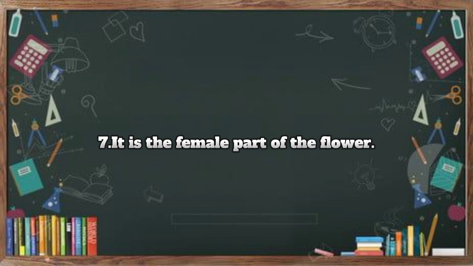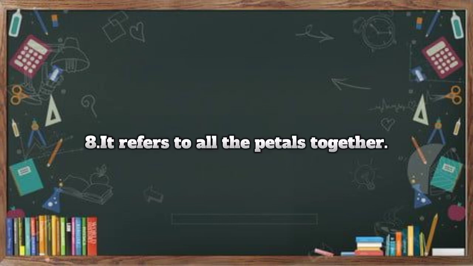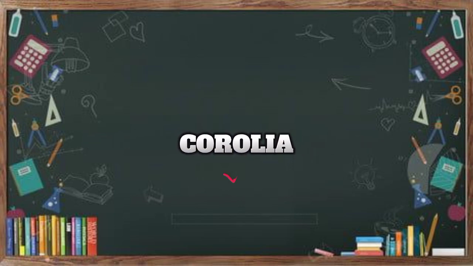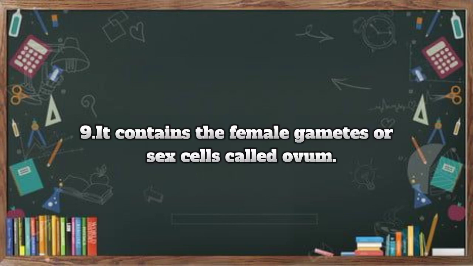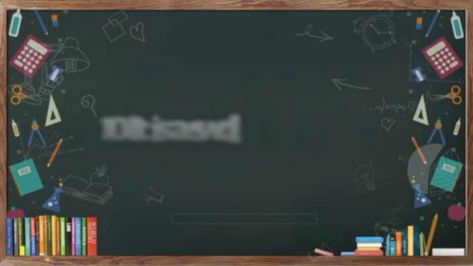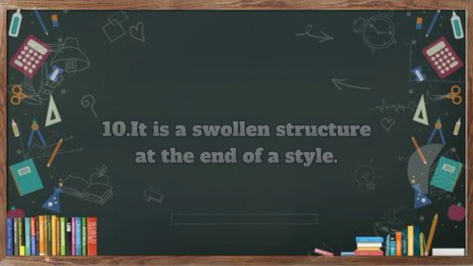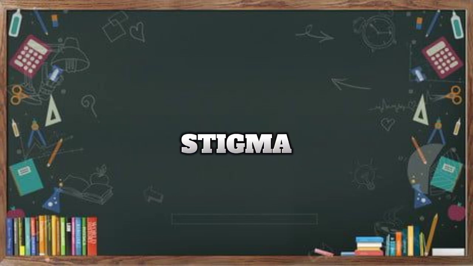Number 7. It is the female part of the flower. If your answer is pistil, you are correct. Number 8. It refers to all the petals together. If your answer is corolla, you are correct. Number 9. It contains the female gametes or the sex cells called ovum. If your answer is ovule, you are correct. Last, it is a sticky structure at the end of a style. If your answer is stigma, definitely you are correct.